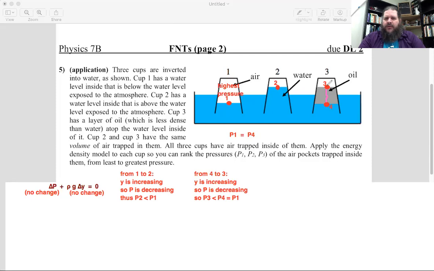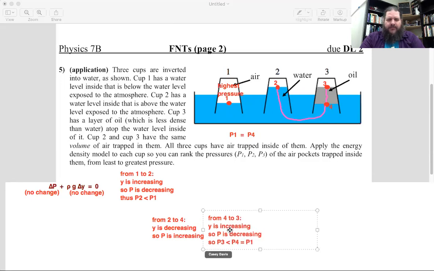So if we want to compare 2 to 3, let's say you go from 2, and of course we'll have to stop at 4 on the way. From 2 to 4, what's happening? The height is decreasing. So that means pressure has to be changing oppositely. Pressure is increasing. And then from 4 to 3, we've got the opposite effect. Y is increasing, so pressure is decreasing. So as we go from 2 to 4, we get an increase in pressure and then a decrease in pressure.